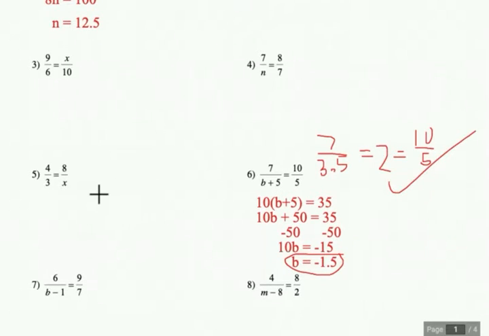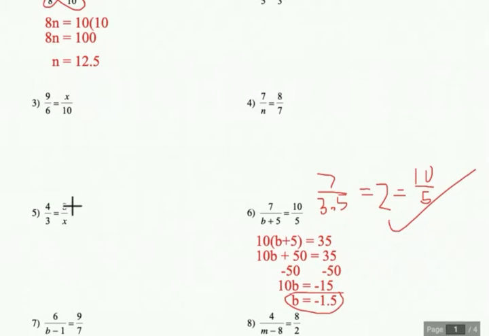It checks. Let's take a look now at number 5. So number 5, I could use the same strategy. 8 times 3 equals 4 times x. But some of you may just look at it and say, hey, wait a second.